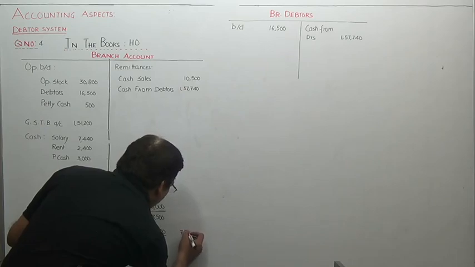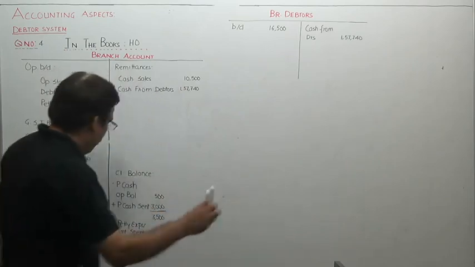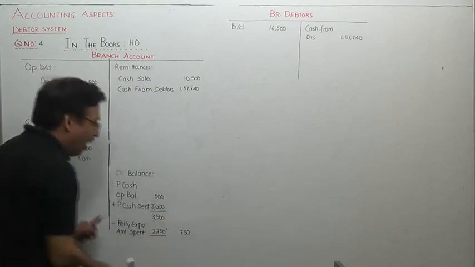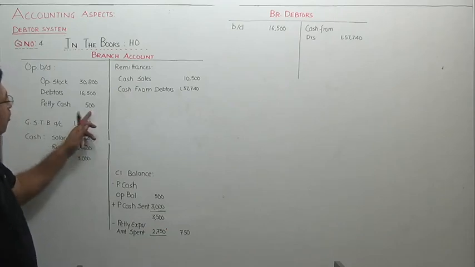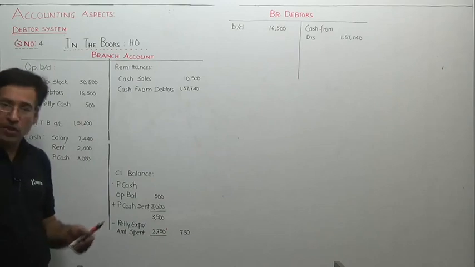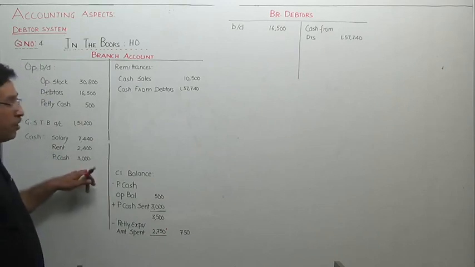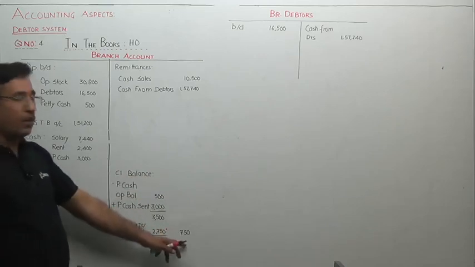Now you have to be extra careful to note down the thing. Ultimately, I have to show here closing balance. Opening balance of petty cash will be reflected here, and any further cash which has been sent by the head office will also be written down over there, no doubt about that. And closing balance will come here.